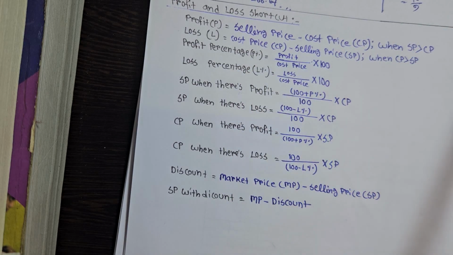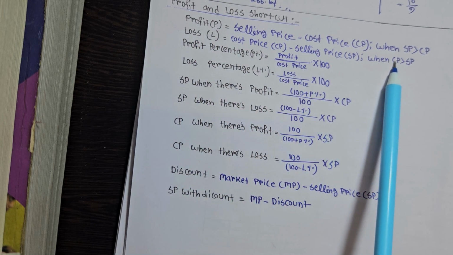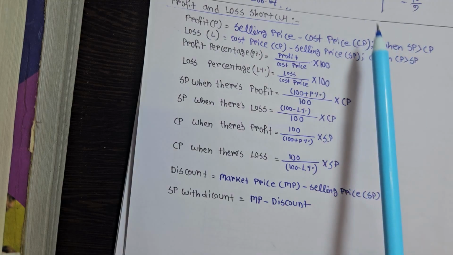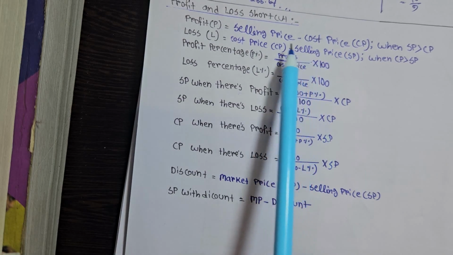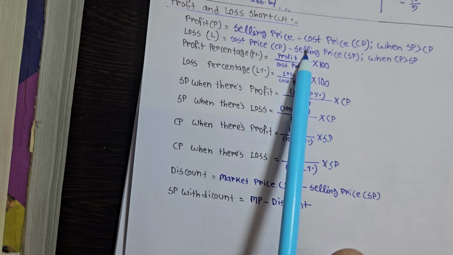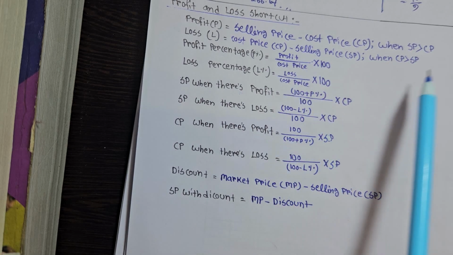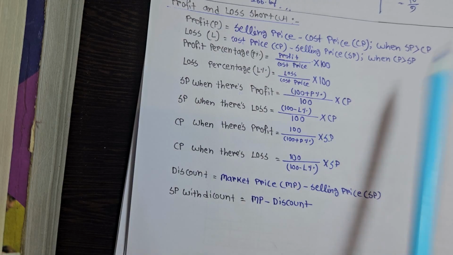So 20 minus 10 is 10 rupees. So the loss is, same, cost price minus selling price, when the cost price is greater than the selling price. Let's say you purchase the pen from the distributor at 25 rupees and you sold it at 20 rupees. So 25 minus 20 is 5 rupees. So your loss would be 5 rupees, because here the cost price is greater than the selling price.